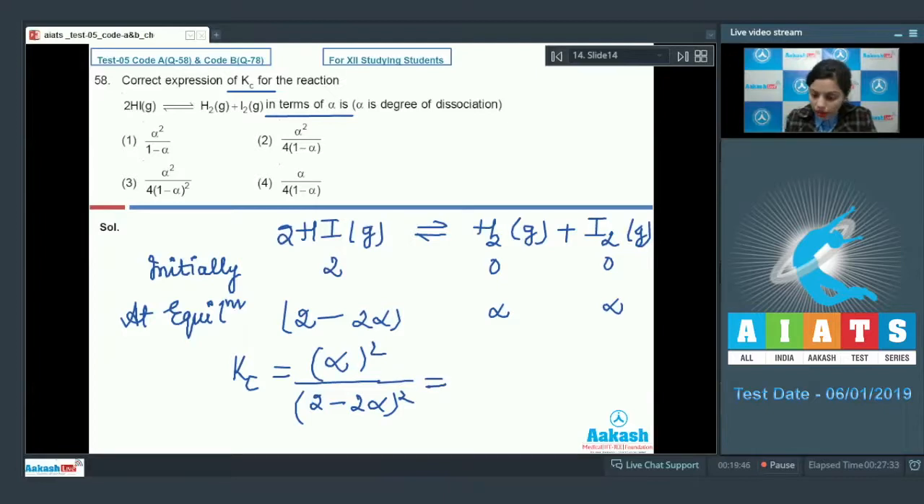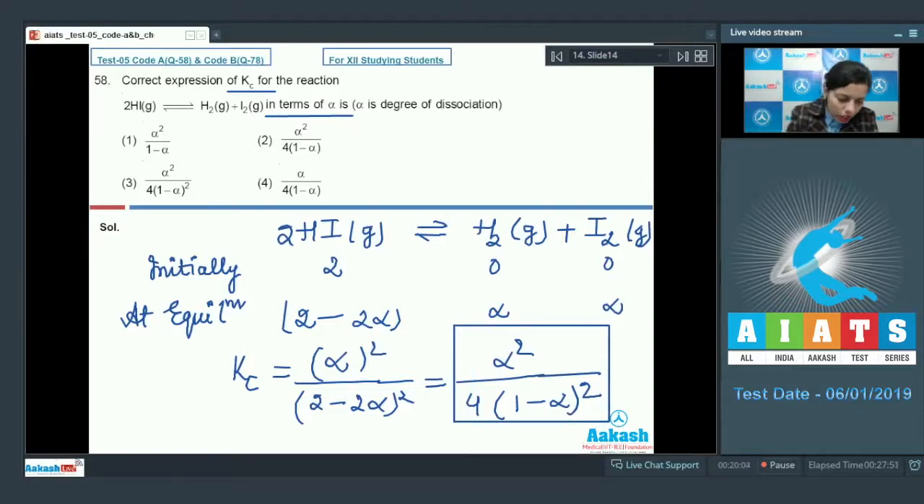And it can be written as alpha square upon, let's take 2 as the common, so it becomes 2 square, or 4, (1 minus alpha) square. This would be the value. And this value that we have obtained here is given in option 3. And let's choose it as the correct answer for question number 58.